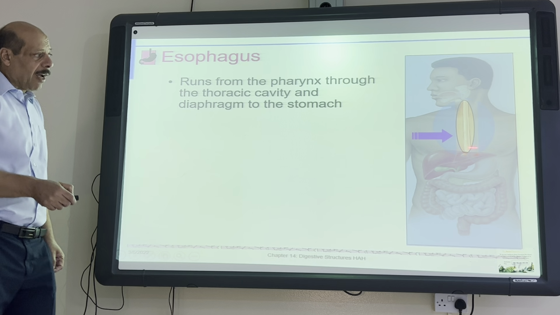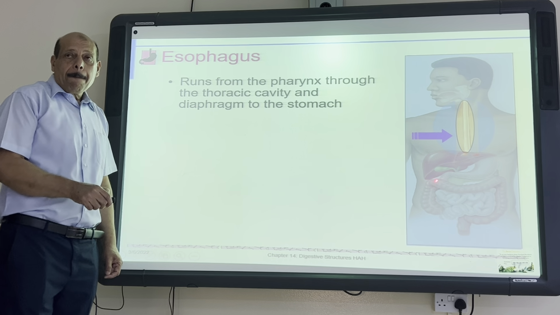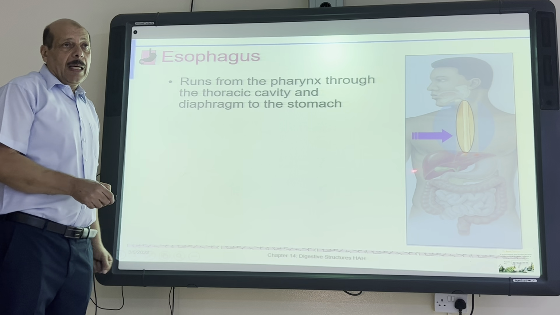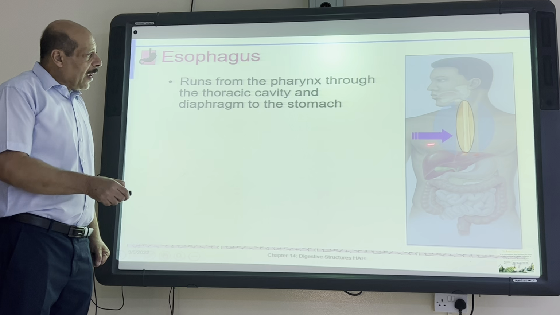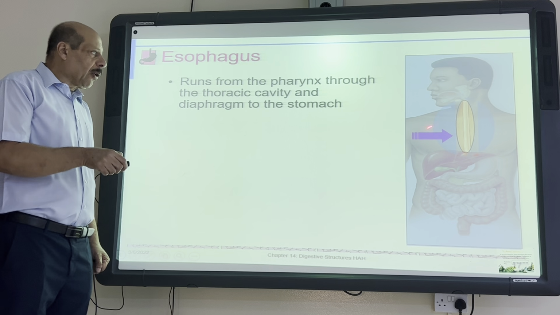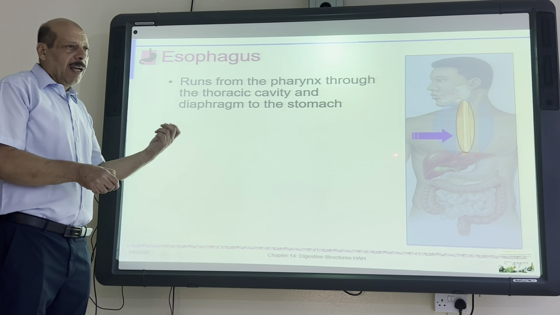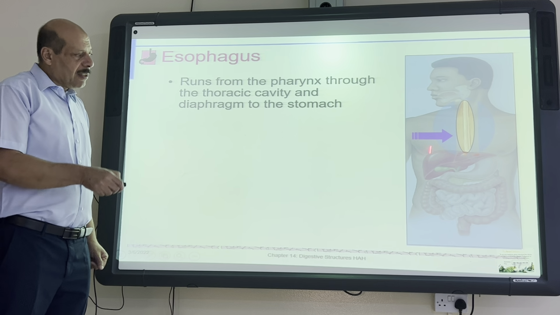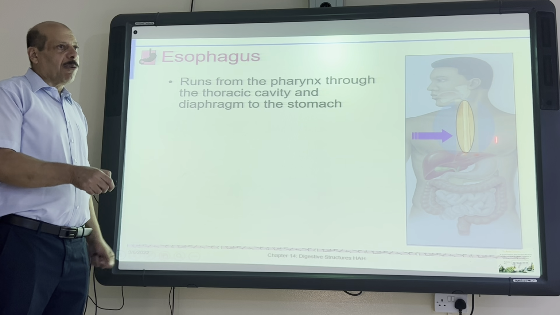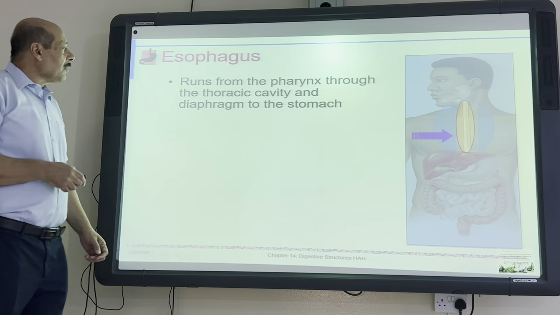You know that the diaphragm is separating the chest cavity from the abdominal cavity. The esophagus goes through the diaphragm, and also the great blood vessels, the aorta and the inferior vena cava, go through the diaphragm. Those are the things that go through the diaphragm.